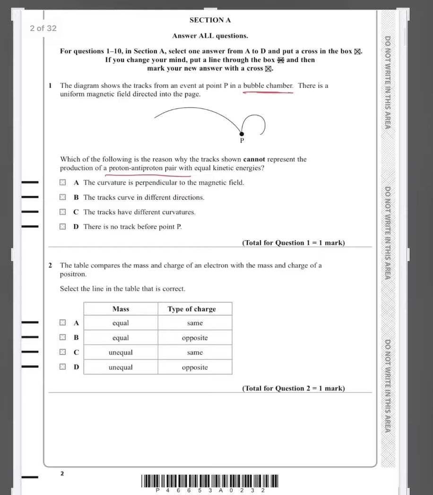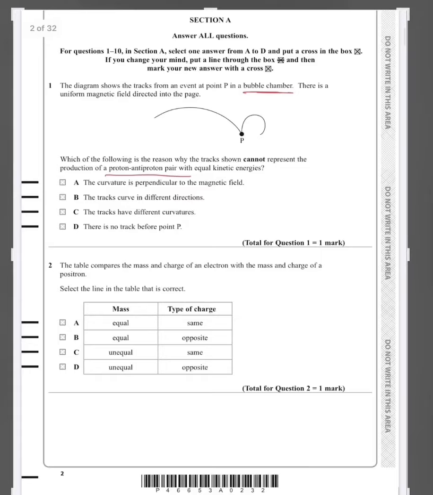Part B, the tracks curve in different directions. We can also prove this because as there is a proton and an antiproton, the proton will have a positive charge and the antiproton would have a negative charge. As they have opposite charges, their directions will be opposite as well.